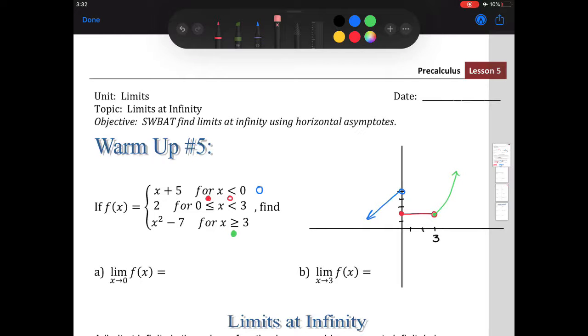Today's topic is limits at infinity. And I'm going to get started with the warm-up. We are given a piecewise function. There are 3 parts to it, and I also graphed it. Now there are 2 questions being asked.